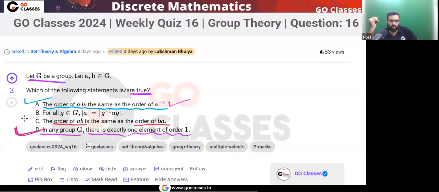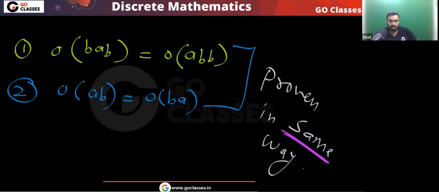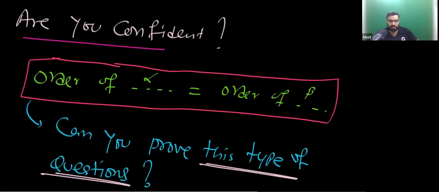So here you can notice that order of AB is equal to order of BA. Now, what about option B? Option B is remaining. Can I say order of A is equal to order of G inverse AG? The same way you will prove. Agree? Now, can you try this? Please try this one.